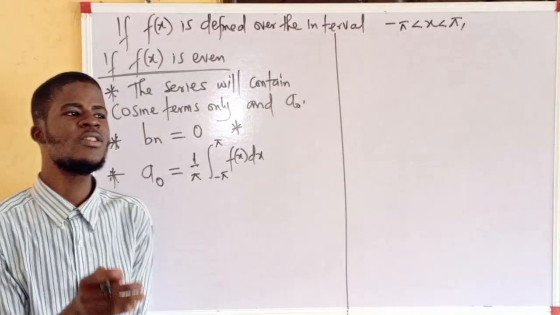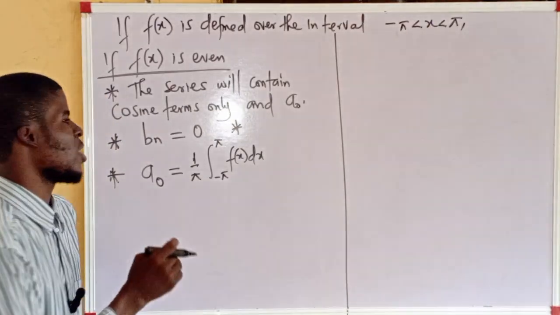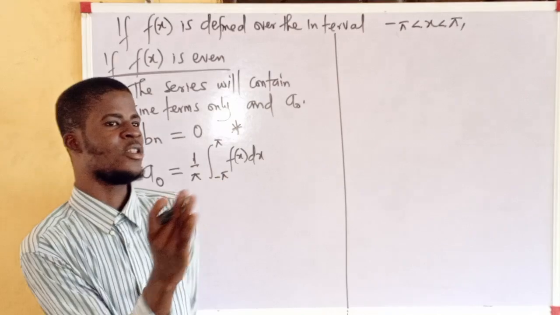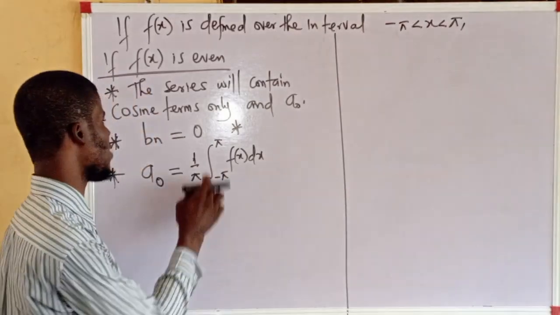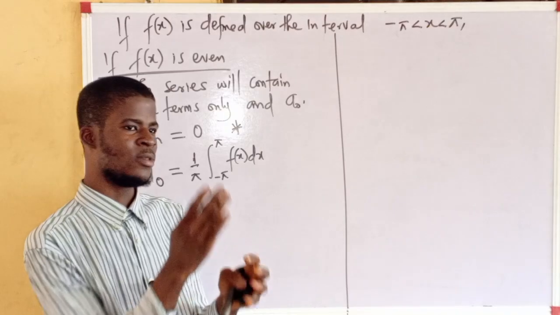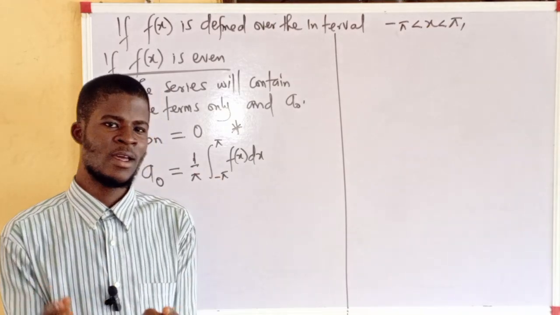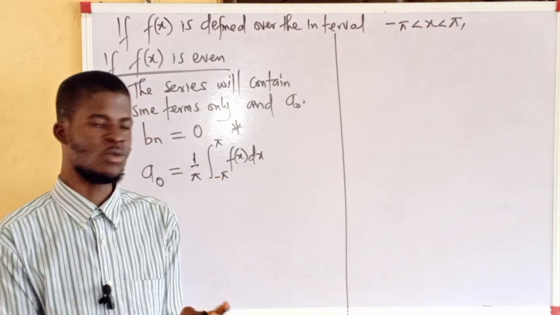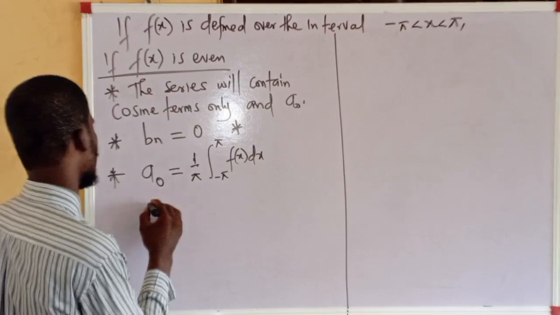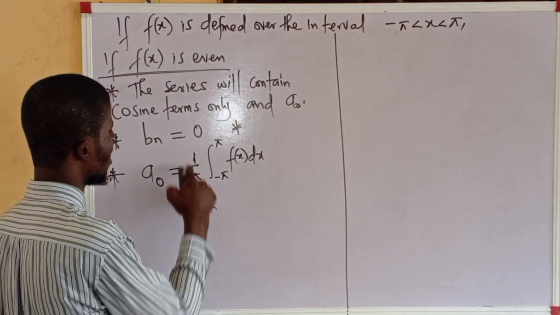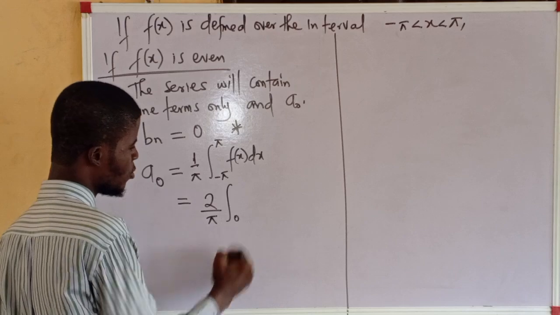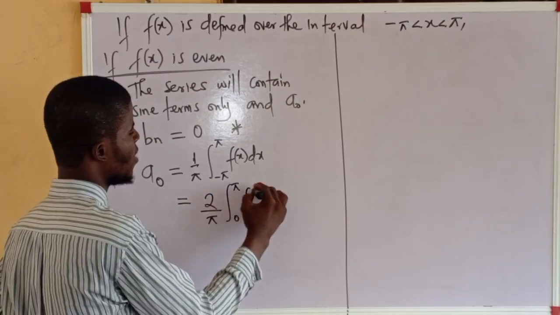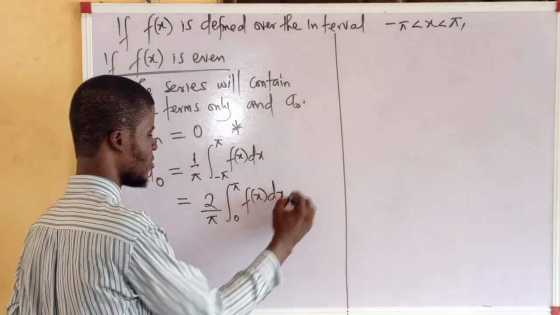But this is it. Since the function is even, we can actually take half of the range and multiply it by 2. Here it is from negative pi to pi. So we can take from 0 to pi and multiply it by what? 2. So this is it. A naught is equal to 2 times 1 over pi, that's 2 over pi, times the integral from 0 to pi of f of x dx.